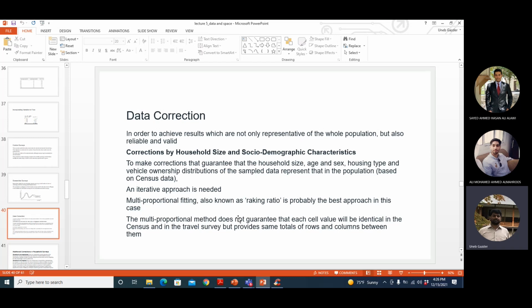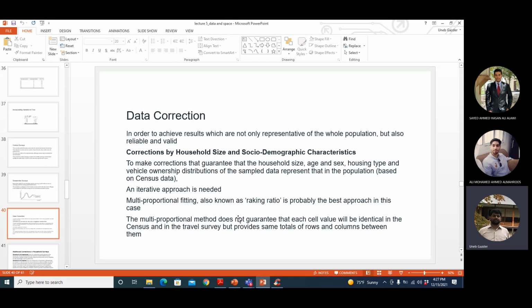Okay, so these corrections are applied to make sure that the socio-demographic characteristics match. Socio-demographic characteristics are characteristics related to the travelers in the area, the characteristics of the people of the area. These may include size of the household, age, sex or gender, housing type, what type of housing is in the area, vehicle ownership distribution, how many vehicles per household.